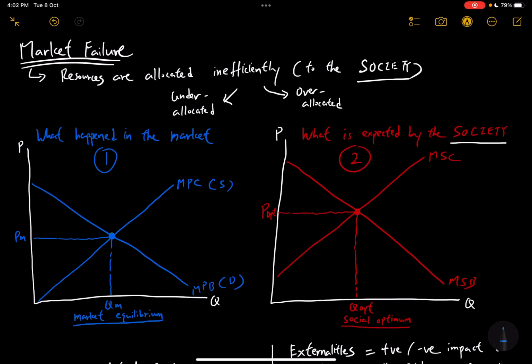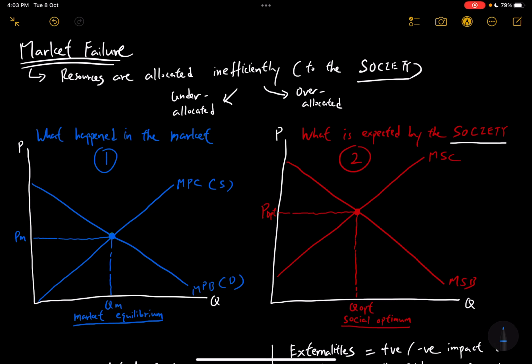Market failure, as everybody knows, is when resources are allocated inefficiently. What does it mean by that? It means that in any society, we might have too many of some goods, which is not very good for the society, or we might have too little of some other goods, which is also not good for the society. That's why you always hear terms like over-allocated, too many of some goods, and under-allocated, too little of some goods. And that is pretty much what you see as market failure.